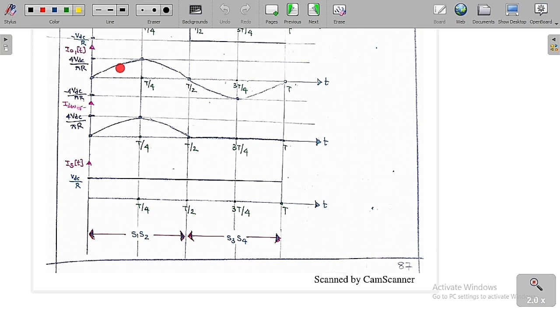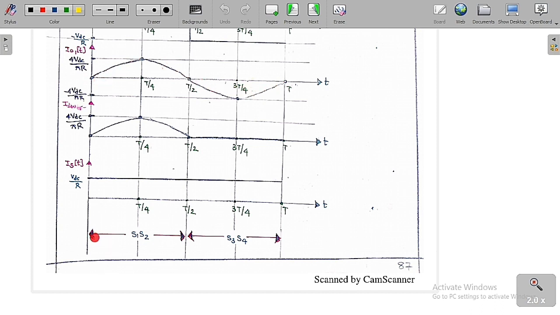Now I am going to draw the graph of the fundamental output current. The fundamental output current, as we just discussed, is 4 VDC by pi R into sine omega naught t. So we get the graph in this fashion, which is 4 VDC by pi R into sine omega naught t, with the peak value of 4 VDC by pi R.